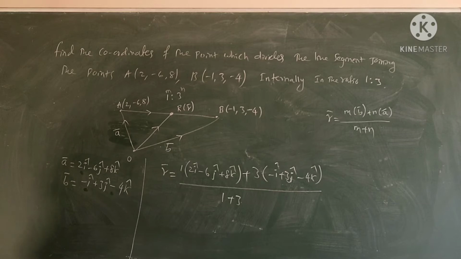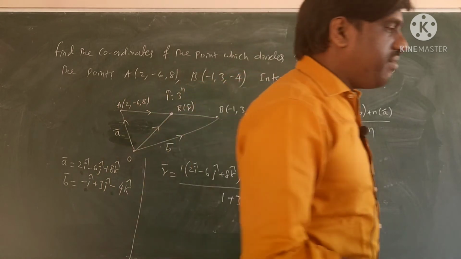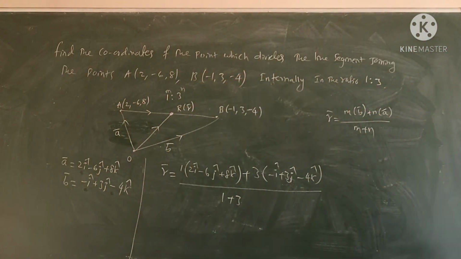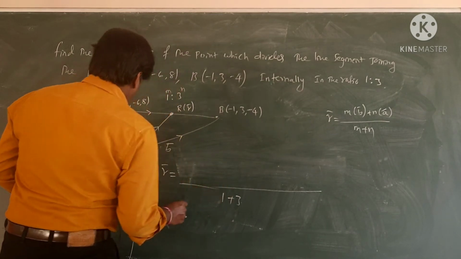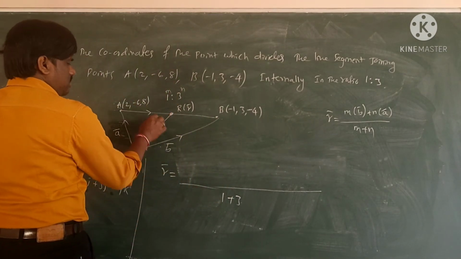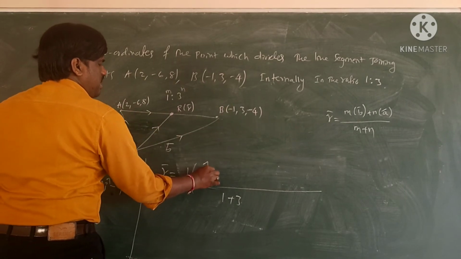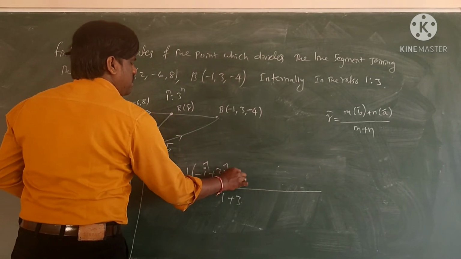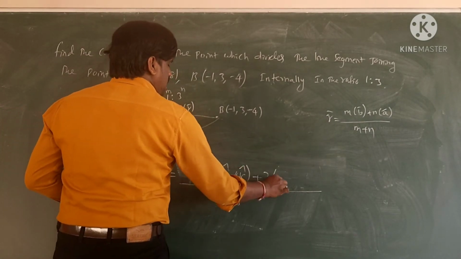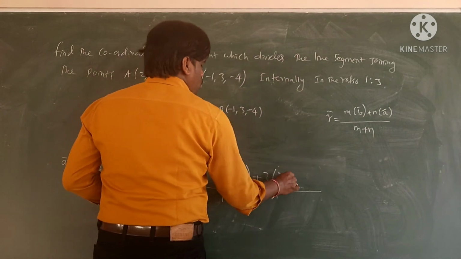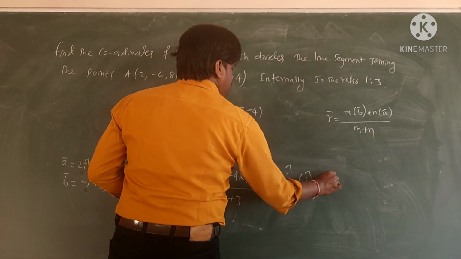Sorry, it is m into B vector. See here, m is 1. So 1 into B vector, minus i cap plus 3j cap minus 4k cap, plus 3 into A vector, 2i cap minus 6j cap plus 8k cap.